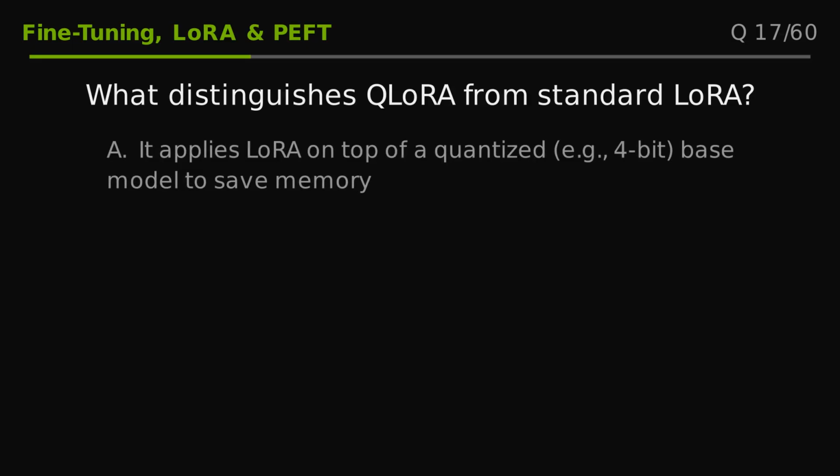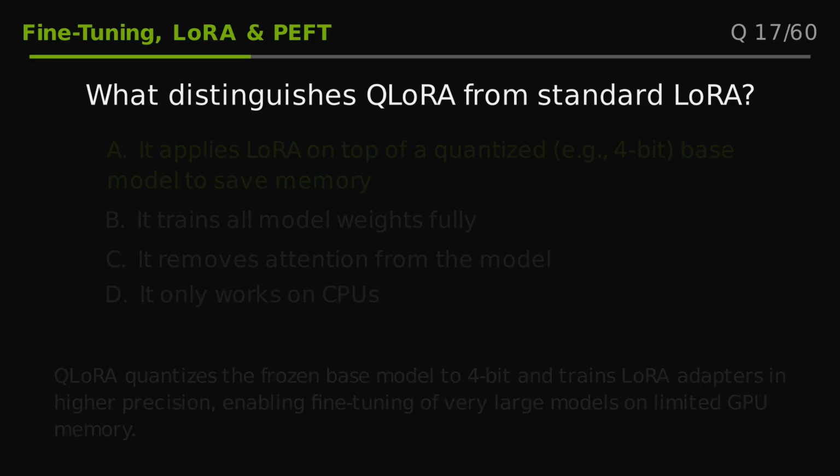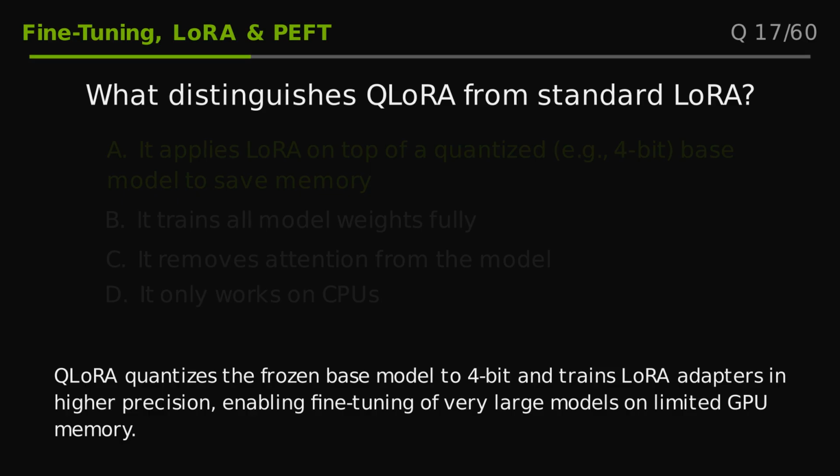Option A. It applies LoRA on top of a quantized, for example, 4-bit base model to save memory. Option B. It trains all model weights fully. Option C. It removes attention from the model. Option D. It only works on CPUs. The correct answer is A. QLoRA quantizes the frozen base model to 4-bit and trains the LoRA adapters in higher precision, enabling fine-tuning of very large models on limited GPU memory.